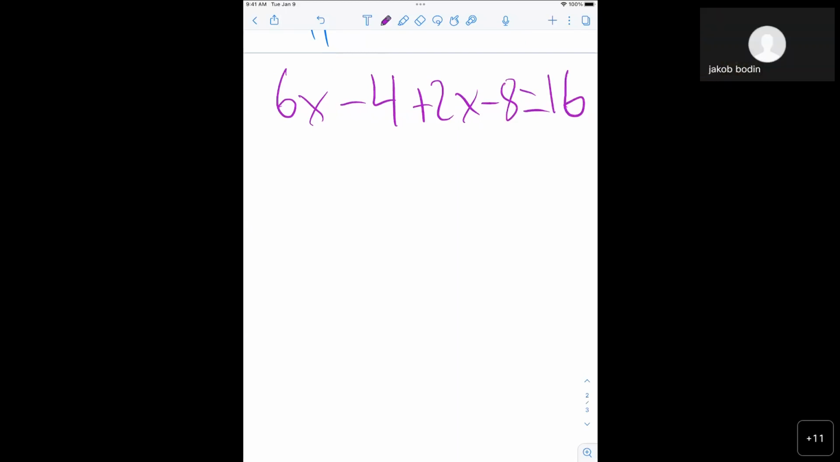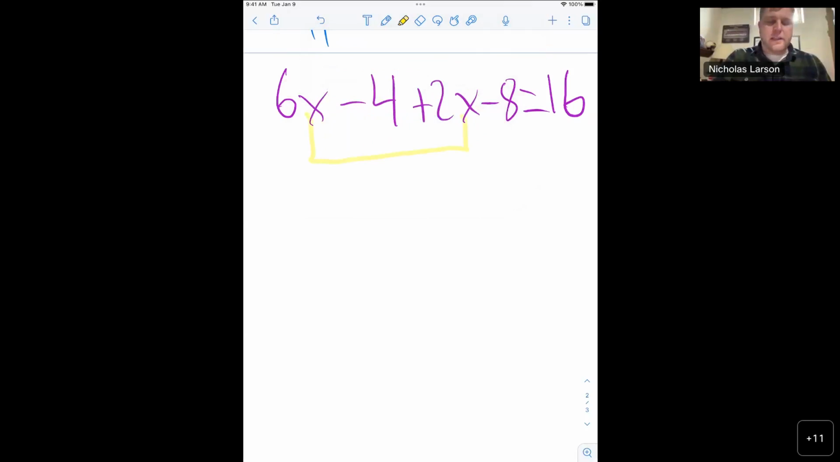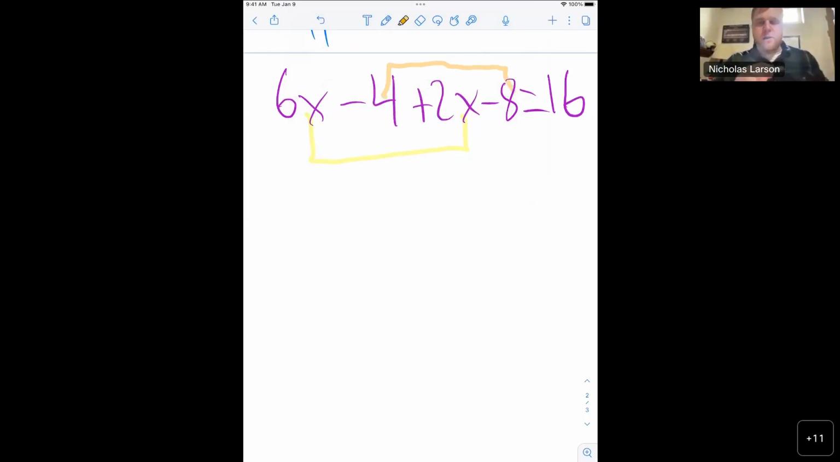So the two like terms here are 6x and 2x. I agree. Are those the only like terms? No. What's another like term? -4 and -8. All right. So like terms are either numbers, straight up numbers, like -4 and -8, or variables that have the same exponent. So let's think, is x and x to the third a like term?